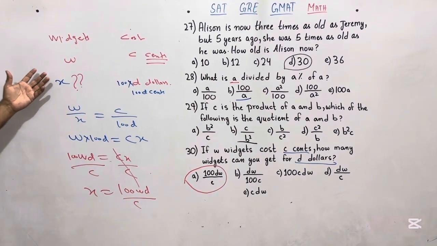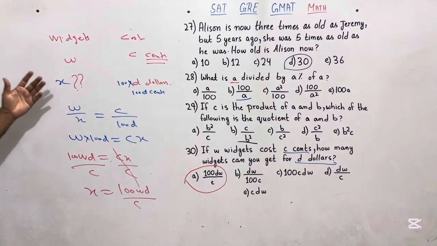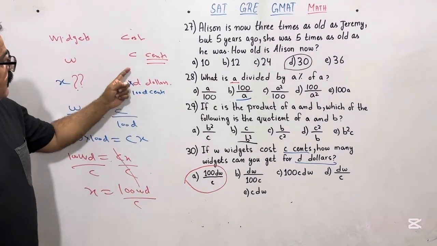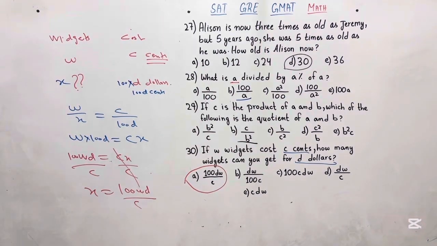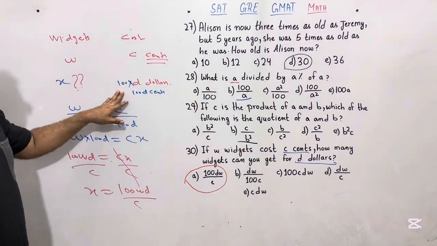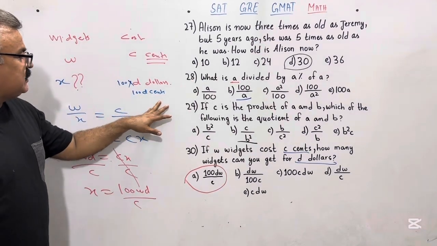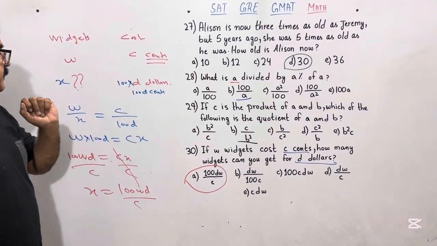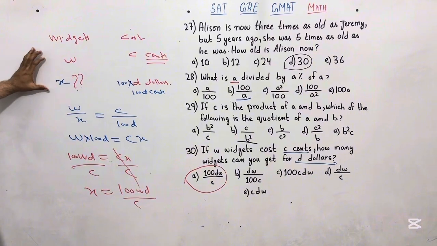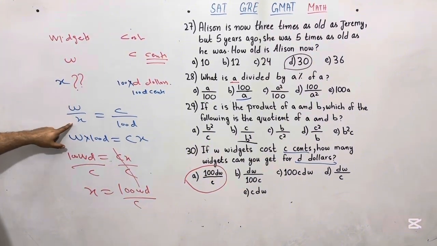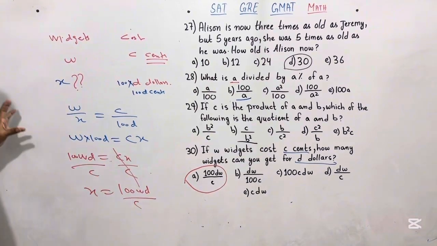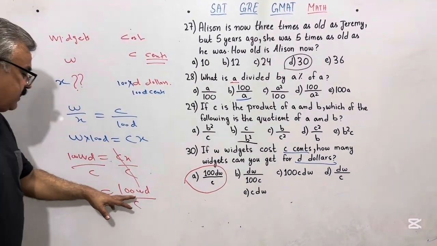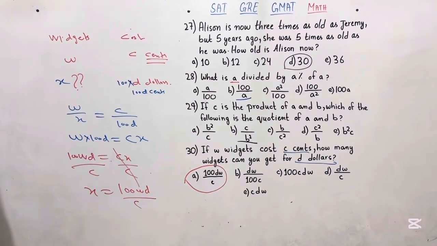W widgets cost C cents. How many widgets can we have for D dollars? There is cents, there is dollars. Units are not parallel, so make the units parallel. We have converted dollars into cents by multiplying by 100. D dollars can be written as 100 times D cents. There is a direct ratio. The question mark we have substituted by X. W over X, C over 100 times D. Then solve for X. Our X is 100 times WD over C. This is the number of widgets that we can have for D dollars.